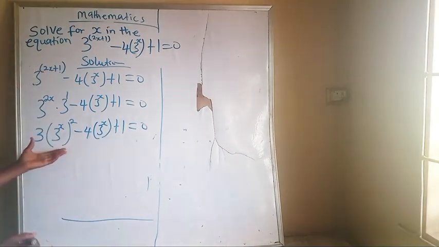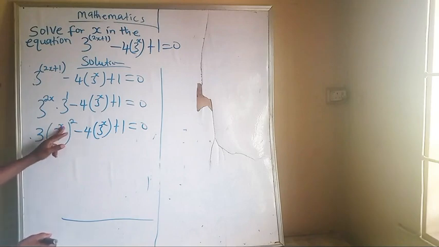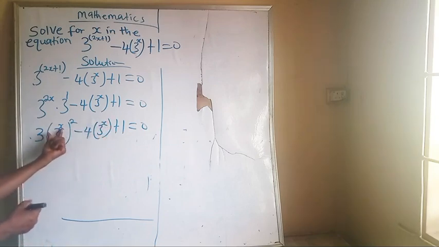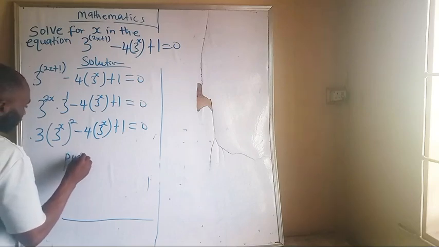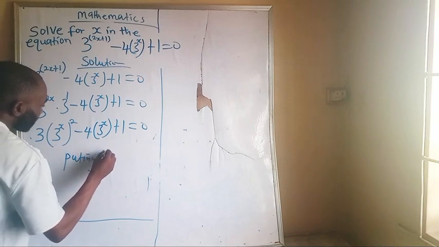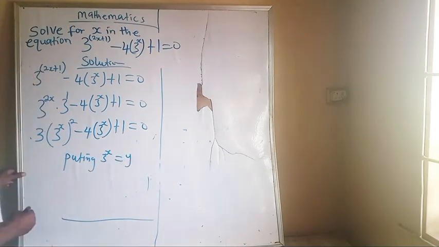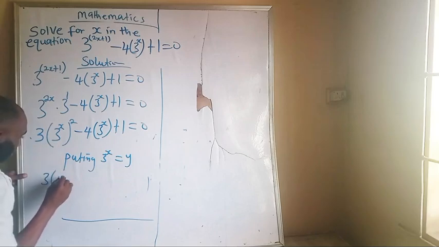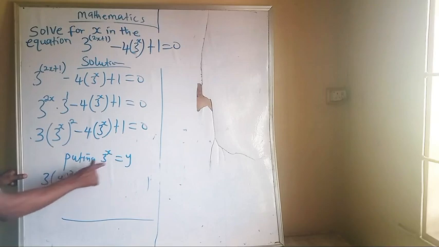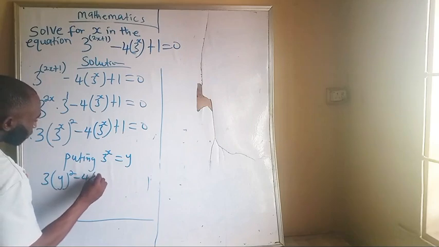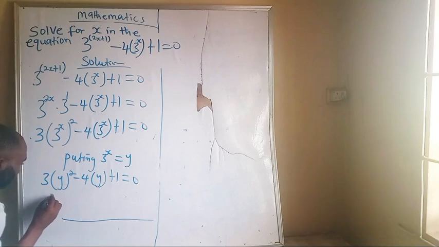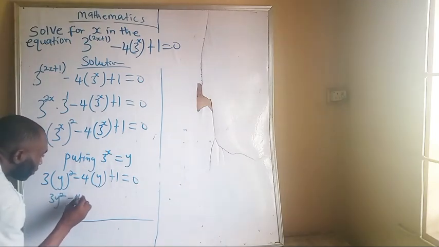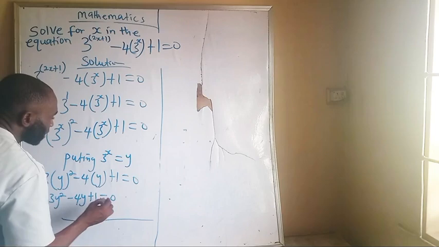So here now, since we have 3 to the power of x and 3 to the power of x, these are common, so we just find a quantity. Let's put 3 to the power of x to be equal to y. Then where we see 3 to the power of x, we put y. So 3 bracket open y, then power of 2, because this stands for y now, minus 4 bracket open y plus 1 is equal to 0. So this is the same thing as 3y to the power of 2 minus 4y plus 1 is equal to 0.